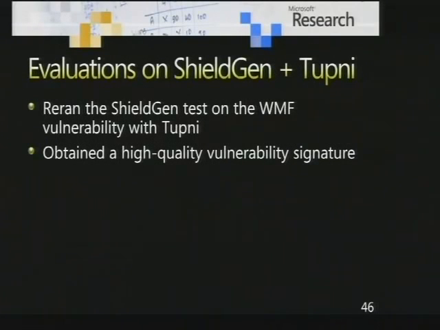At the end, we also evaluated the effectiveness of Shieldgen plus Tupni. We use Tupni to reverse engineer the format of a WMF attack instance. Then we use the parsed WMF attack and feed it to the probe generator. And we obtained a high-quality vulnerability signature for WMF.